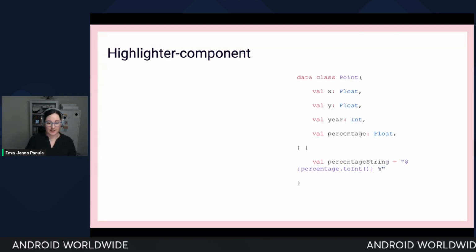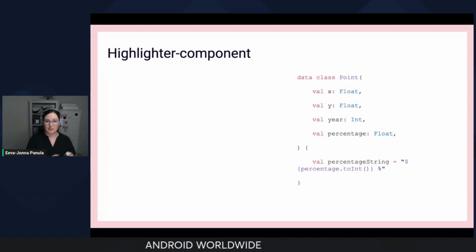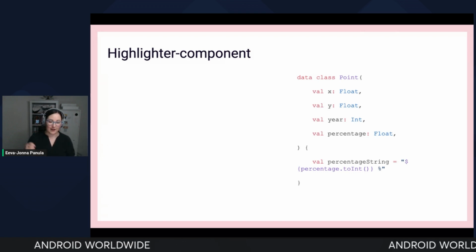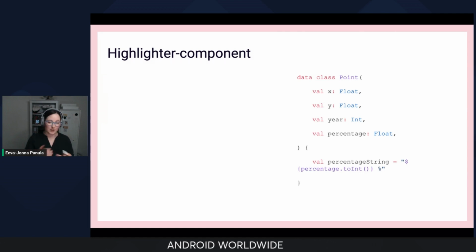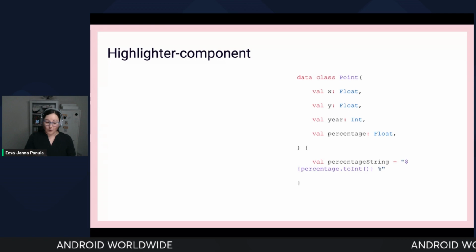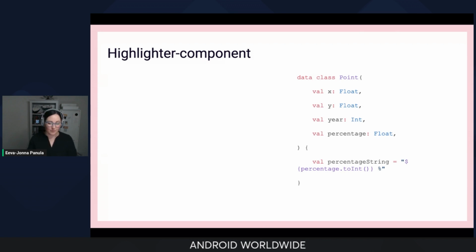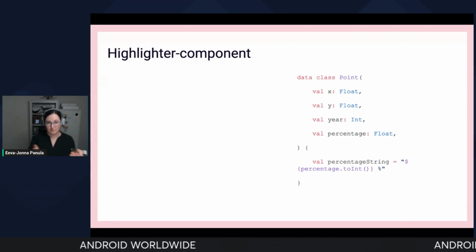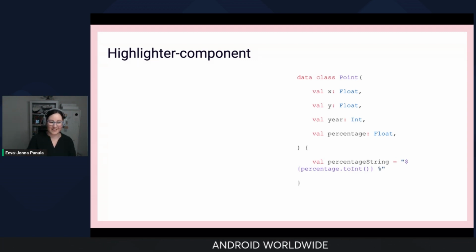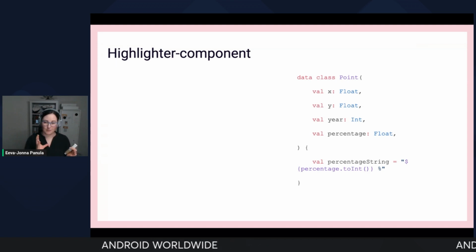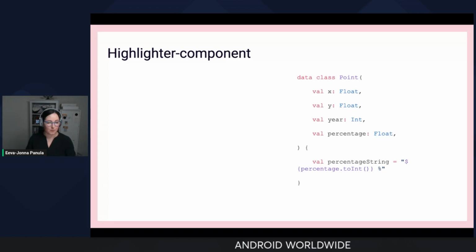And here is the data class point I mentioned. So it has X and Y values that are used for drawing in canvas. Then it has the year and percentage also passed down, which are used in different places. And also we define a percentage string as a utility variable there. So there is the percentage as an integer with the percentage mark that has been used in the legend on the bottom right corner. So yeah, that's the data class point.